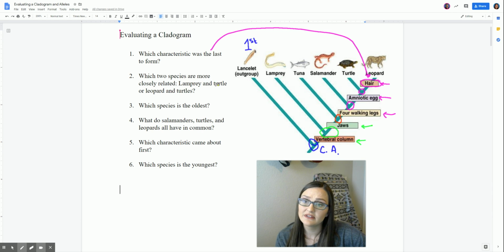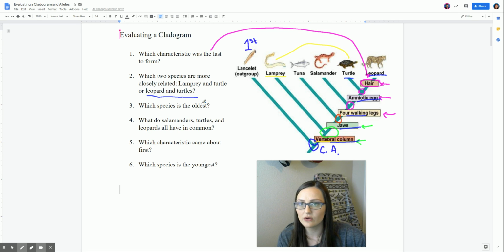Which 2 species are more closely related, the lamprey and turtle or leopard and turtle? Well, let's see. Here's the lamprey, and the turtle is way over here, and it looks like the only thing that those 2 have in common is that they have a vertebral column. So they just have the one thing in common. All right, now let's check out the leopards and the turtles. Here's the turtle, here's the leopard. They have 1, 2, 3, 4 things in common. So clearly that would be the answer for which 2 species are more closely related.